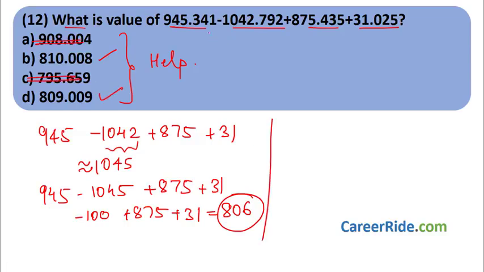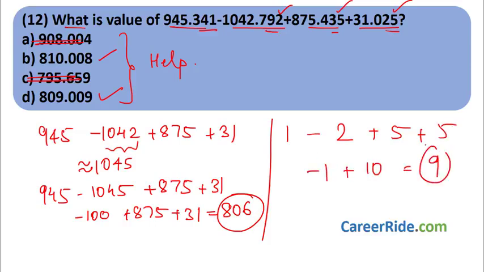Now let us check out the numbers after the decimal points. This and this. Here first consider only the last digit. What do you have? 1 over here, then minus, then we have 2 over here, then plus 5 over here, and then again plus 5. What do we get? Minus 1 plus 10, that would be equal to 9. Which option has 9 at the end? Only this option has 9 at the end. So this is not the answer, this is the answer. See how even options help us.